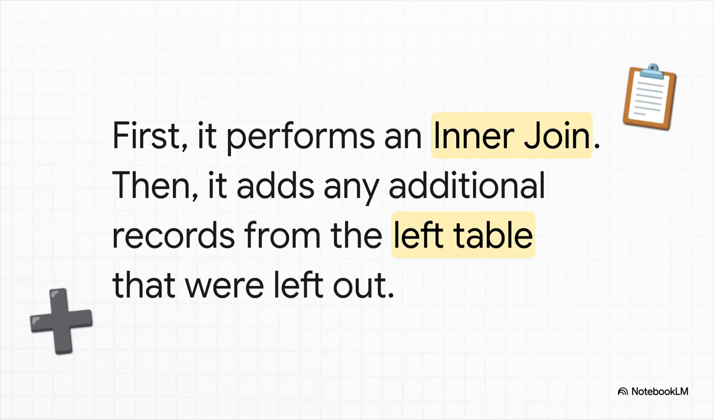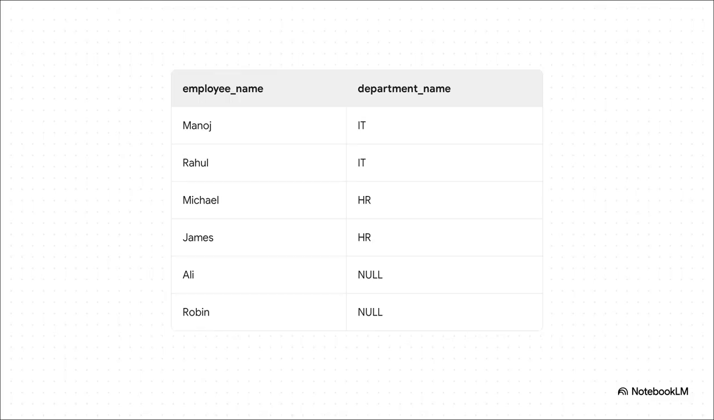But then, it does something extra. It goes back to that first table, the left table, and it pulls in every single record that got left behind. And check out the results. Now all of our employees are on the list. But for the ones that didn't have a matching department, the department name is filled in with null.